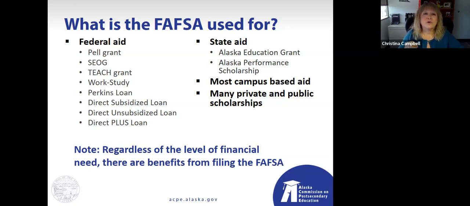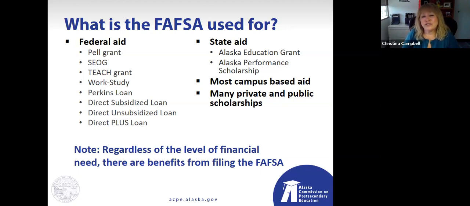The same thing works with the SEOG grant, which is a federal grant offered through colleges, which we'll talk about in more detail. So in short, the student wants to fill this form out as soon as possible to ensure that they're maximizing their potential for the free money. Everybody's going to be eligible for the loans, but what students want to do is maximize their potential for the free money, because nobody wants to take out a loan unless they absolutely have to.